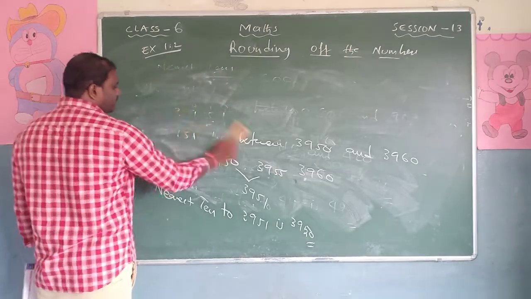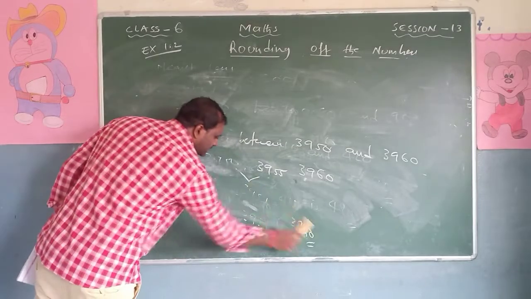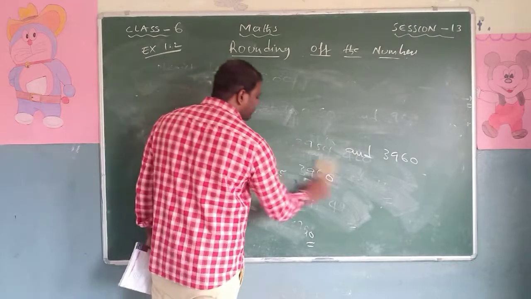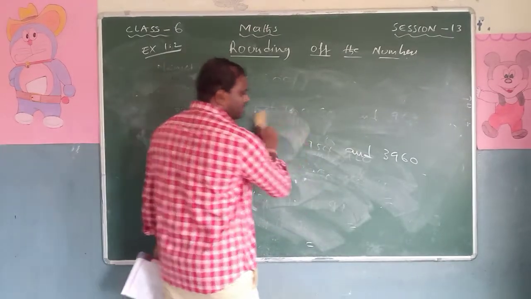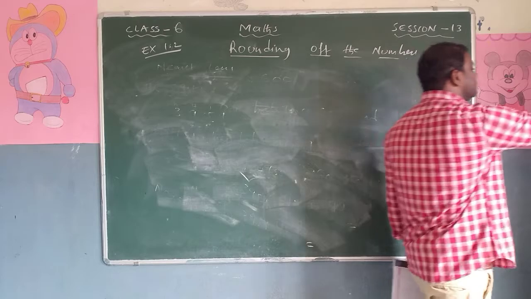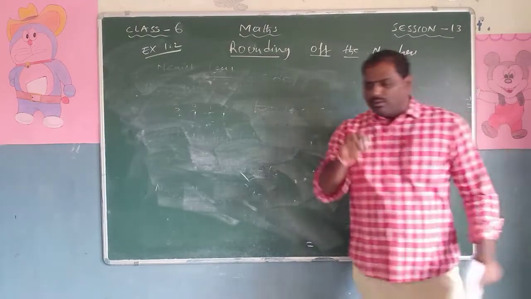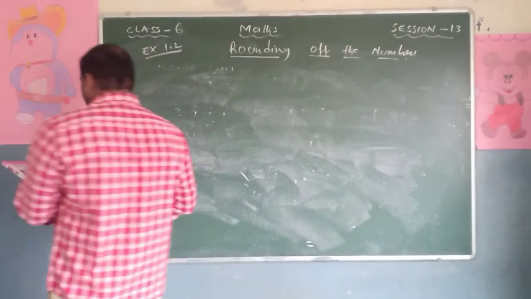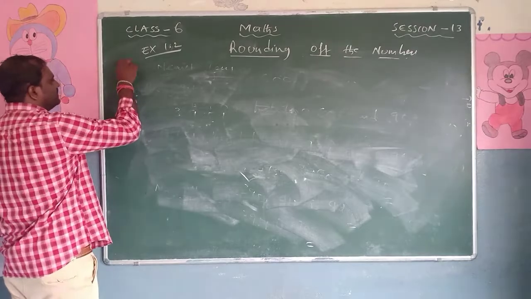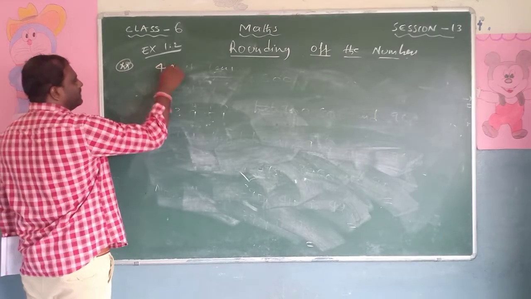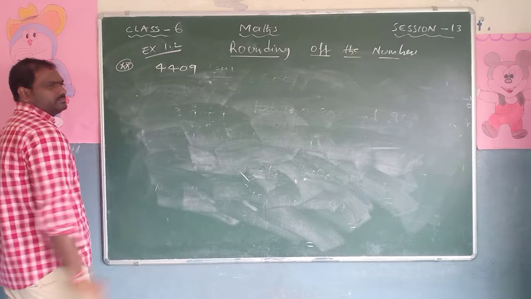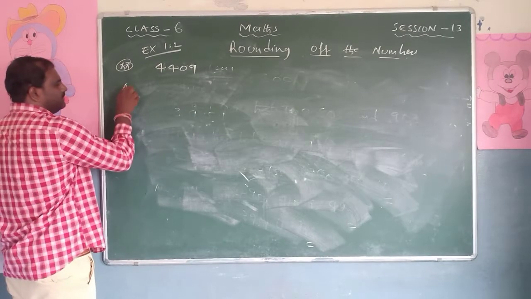And one more last question is there. I'll explain that one also. And after finishing this, I'll give the home assignment. New questions I'll give. So the last question in this exercise is a good question. This one, 4409. This is the question. So first, what should I write?